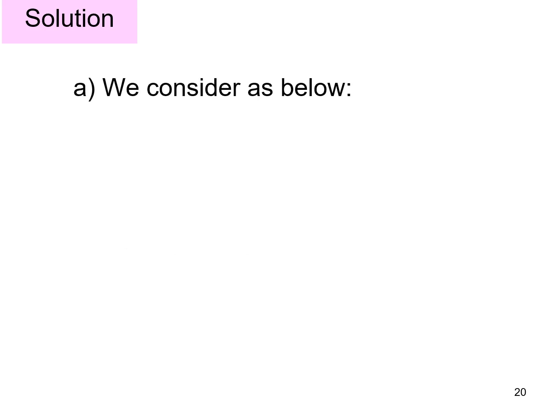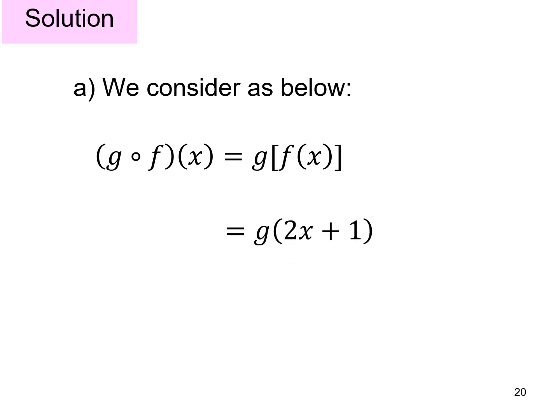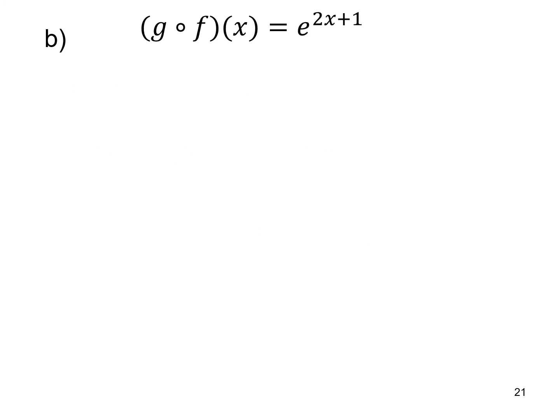Alright, A we consider as below. So the question asks g of f. So f goes inside g. f is a linear function, you put it inside g, and the output you get is e to the power of 2x plus 1. So we get the function g of f, e to the power of 2x plus 1, which is an exponential function.